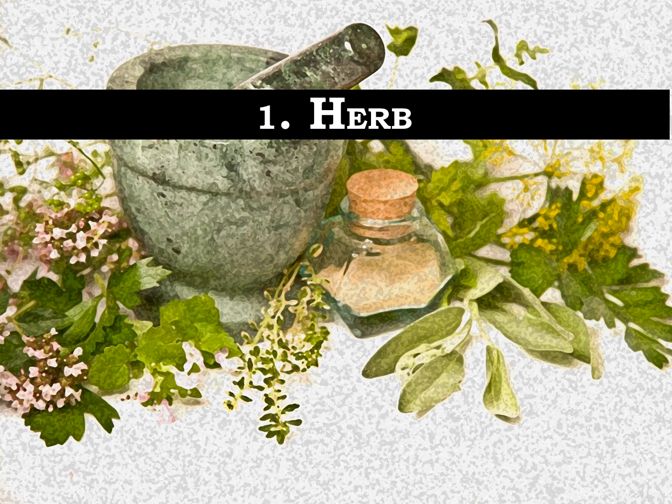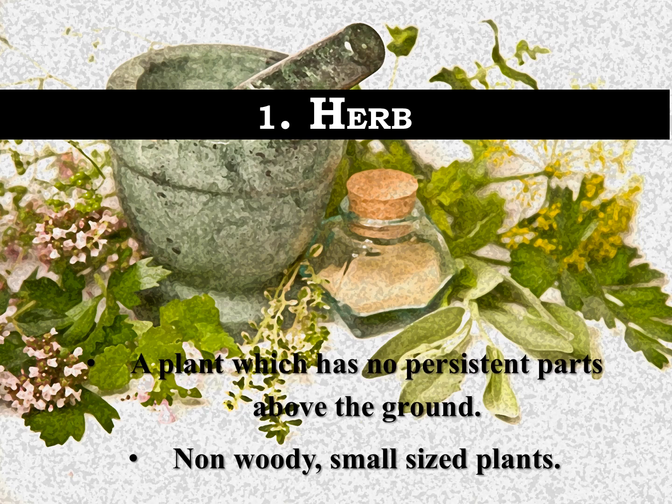In our language, the word herb is used for jadi butiyan. Actually, the herbs are those plants which are considered as the small-sized, delicate, and non-woody plants. So these plants have no persistent parts above the ground. For example, Chenopodium, Ranunculus, and Fumaria.